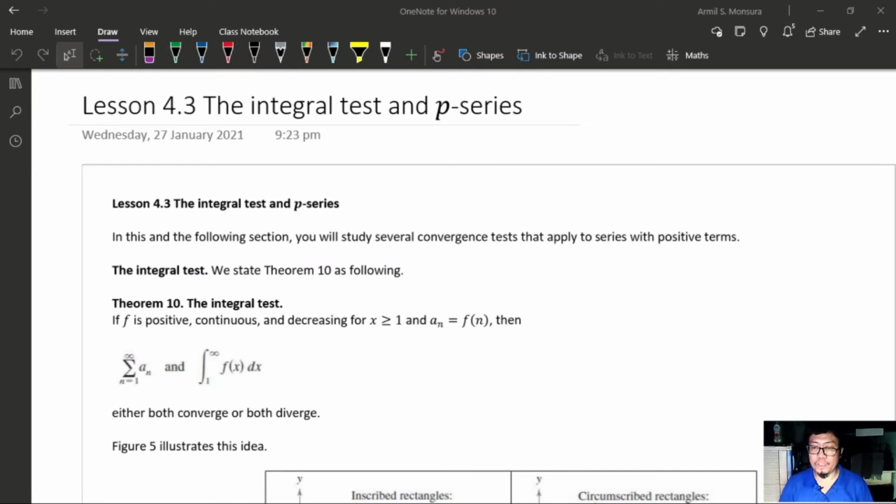Now, we proceed with some more tests. In this part of the lesson, we will cover the integral test and the t-test. So, we first define Theorem 10, which establishes the integral test.